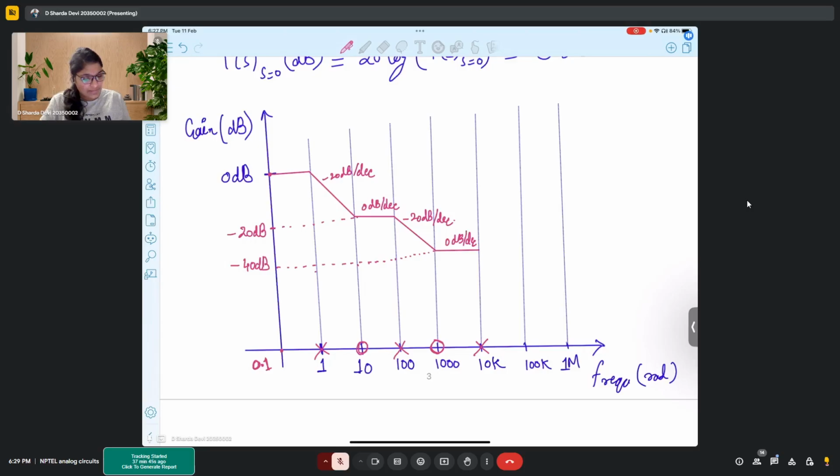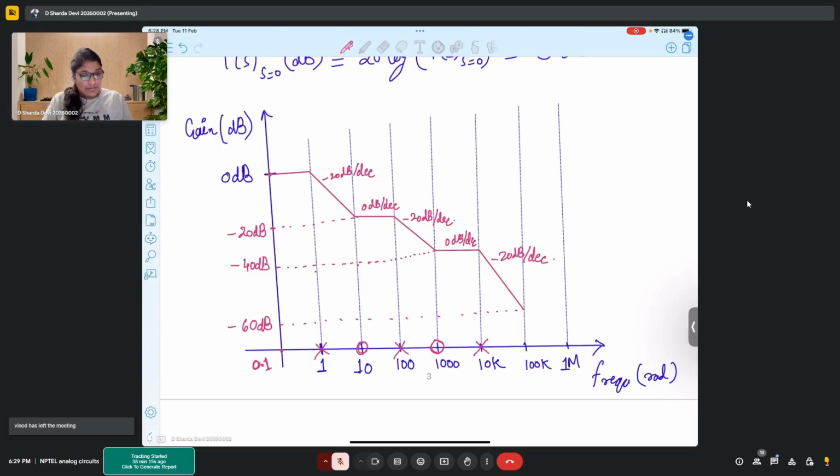the new slope that we will observe will be again minus 20 dB per decade. Here we'll again observe minus 20 dB per decade, and here we will see minus 60 dB, right?